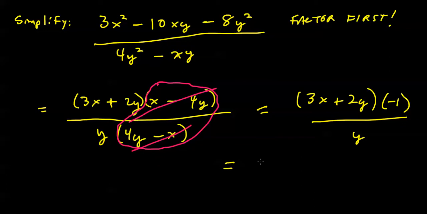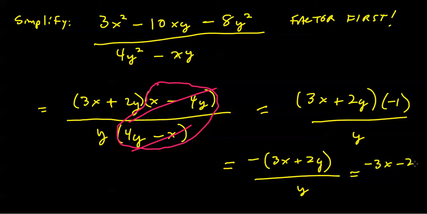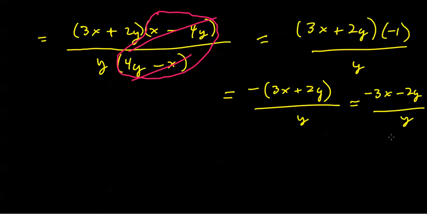I think our textbook might write something like this. That is also an equivalent and wonderful answer. If you want to distribute that negative 1 through the numerator, negative 3x minus 2y over y, that's also a fine answer. And I can even absorb that negative sign in the denominator. I could say 3x plus 2y over negative y.